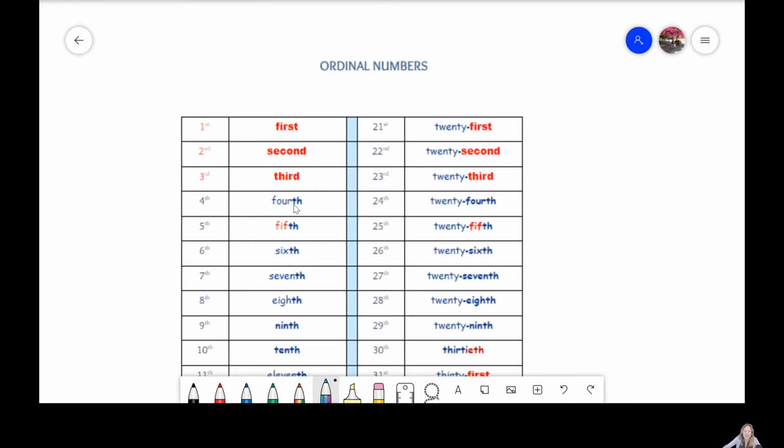Notice though, at the end of the word there's a TH. Sometimes that's hard for English language learners to say. Just put your tongue in between your teeth and make a little puff of air. Go ahead, try that right now. Everybody in the class. Great job. Fifth. We don't say fiveth, we say fifth.